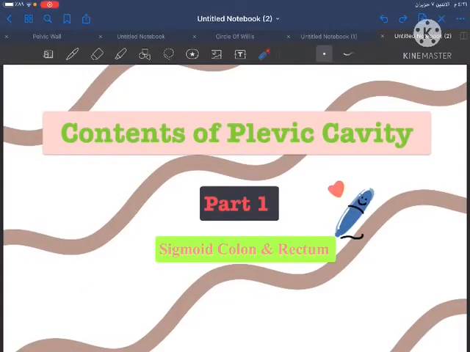Hello everyone. Our lecture is about the contents of the pelvic cavity. Part 1. Sigmoid colon and rectum.